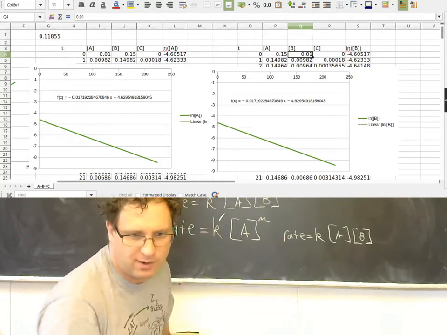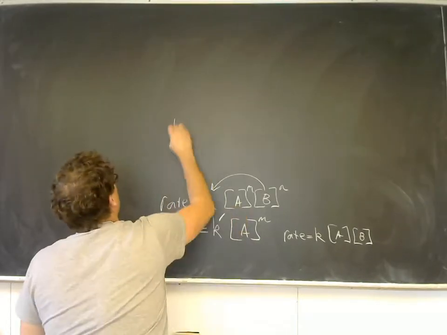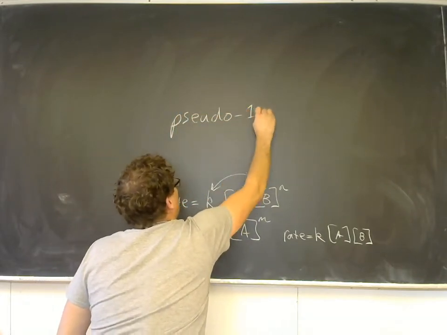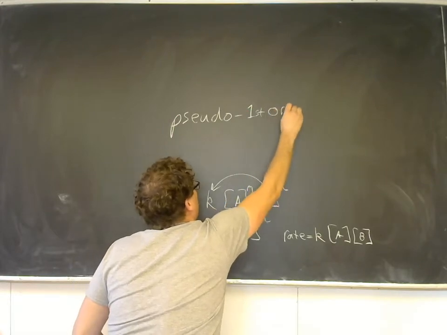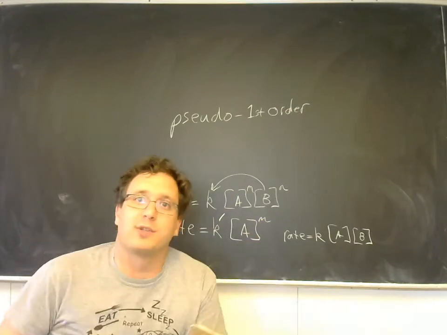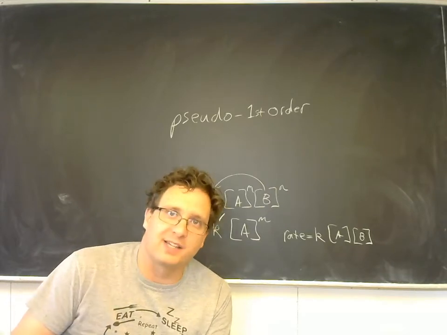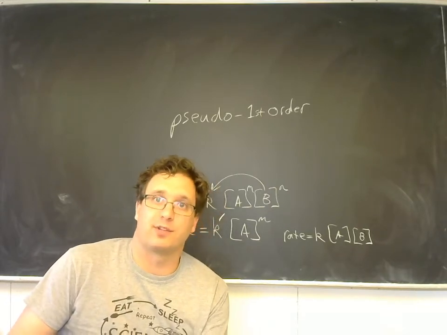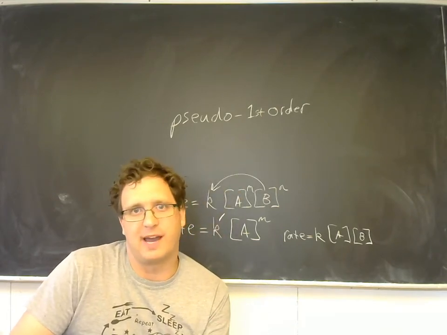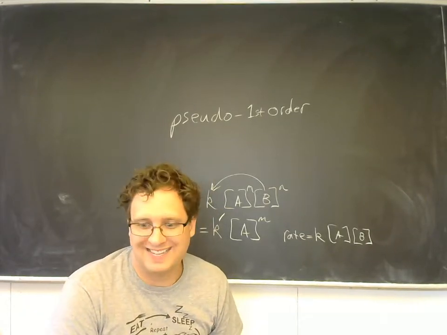And so what we call that is pseudo first order. Pseudo first order kinetics is what we observe when we have, say, put reactant B in excess, and we observe that it's first order with respect to A, but technically that trial doesn't have any information about the reaction order with respect to B. Okay, this was a long section, so we'll stop here.